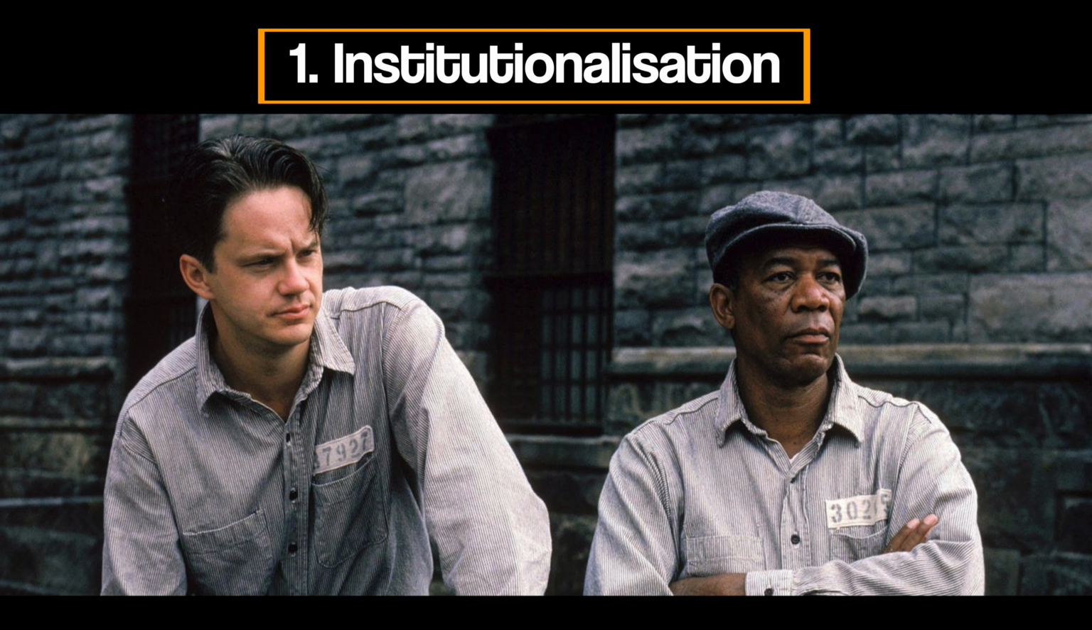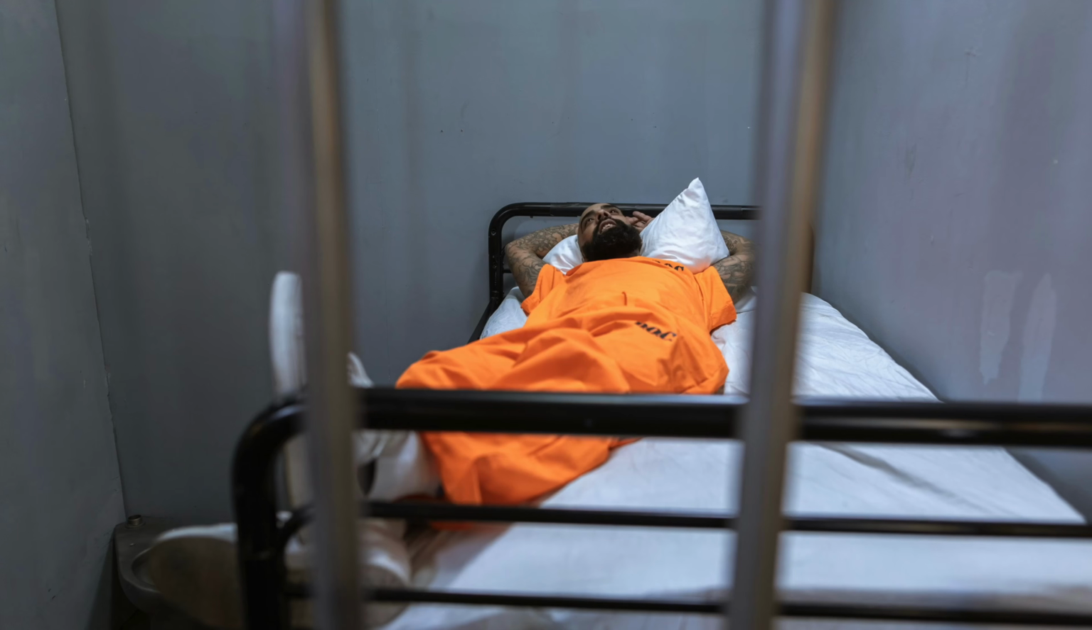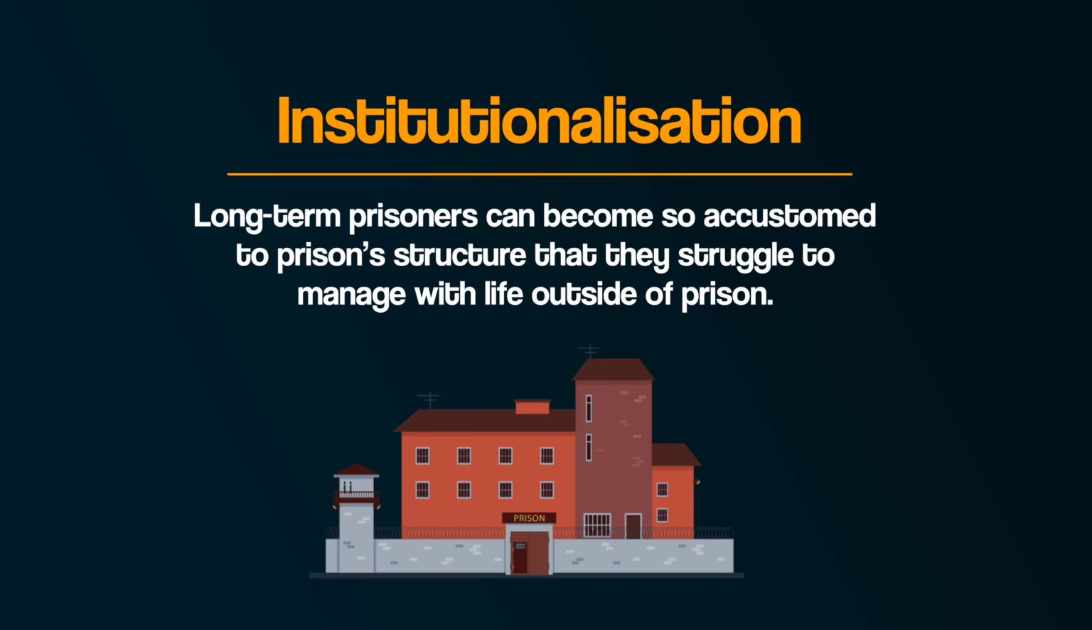We've seen so far that custodial sentencing, or imprisonment, is one of the justice system's primary ways of punishing crime. But what can life inside prison do to a person psychologically? Let's start with institutionalization. Prisons are highly controlled environments where every detail of daily life, when to eat, when to sleep, is structured and supervised. Over time, this lack of autonomy can lead to feelings of helplessness and depression. Long-term prisoners often become so accustomed to prison structure that they struggle to manage with life outside of prison.